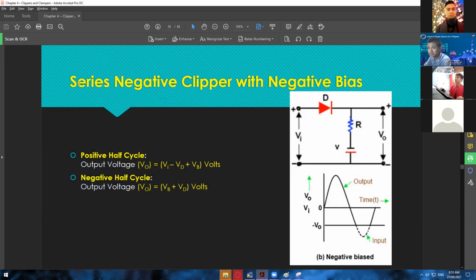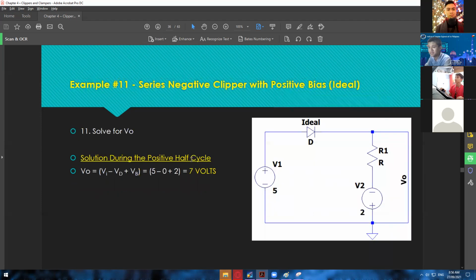So nevertheless, if it's a series negative clipper, series positive clipper, positive bias, negative bias, just don't memorize those formulas. Just simply apply Ohm's law or KVL on that certain circuit, and with that, you'll be able to get the VO without a problem. Just simply apply what you have learned in Circuits 1.